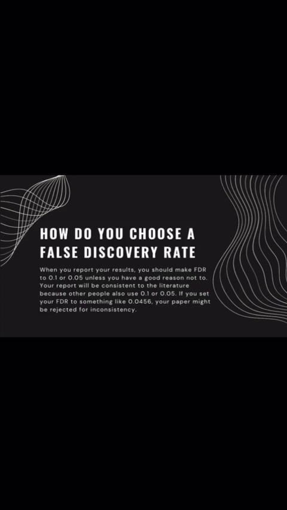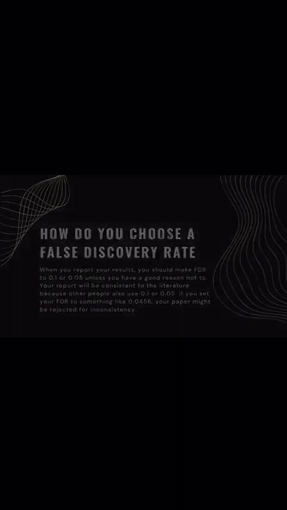When you report your results, you should set FDR to 0.1 or 0.05 unless you have a good reason not to. Your report will be consistent with the literature because other people also use 0.1 or 0.05. If you set your FDR to something like 0.0456, your paper might be rejected for inconsistency.